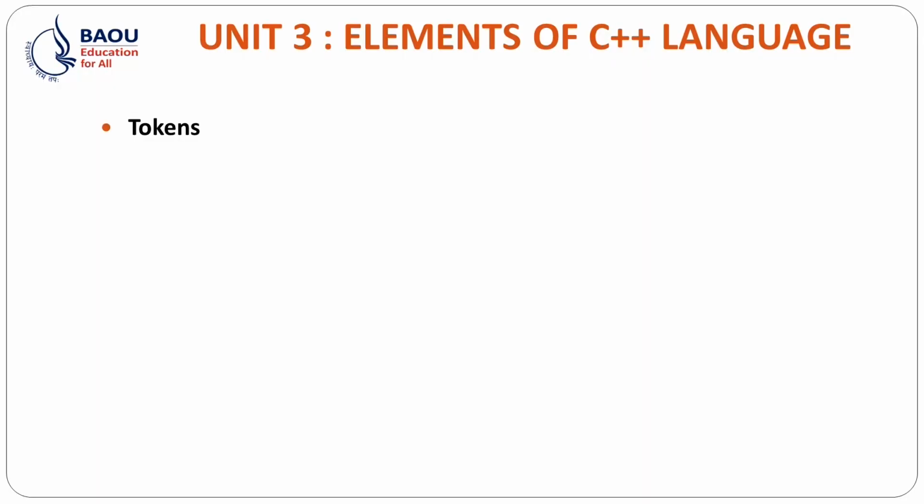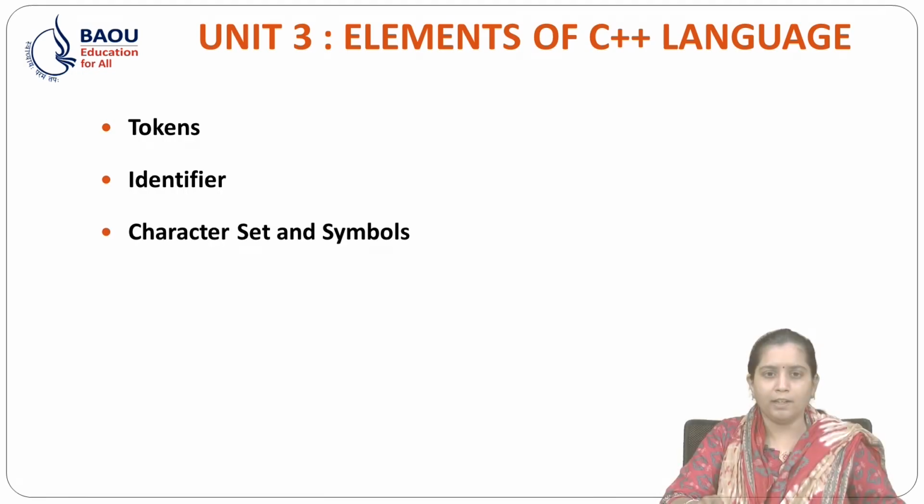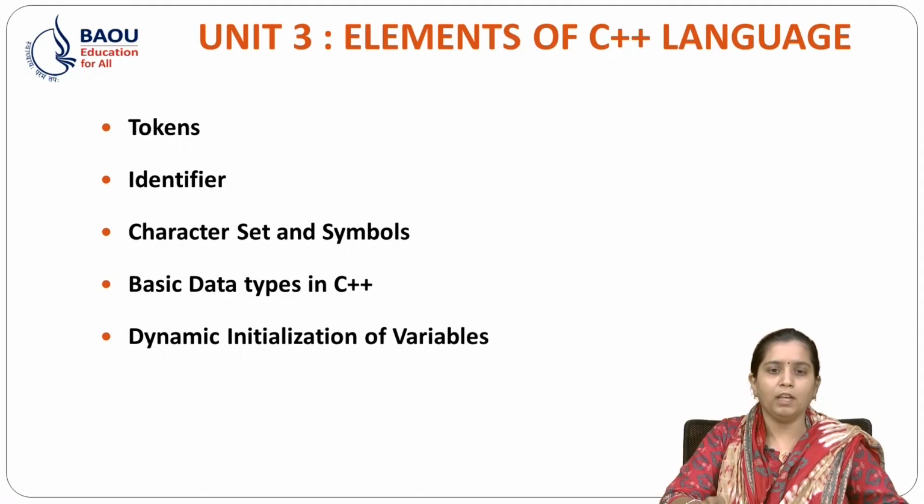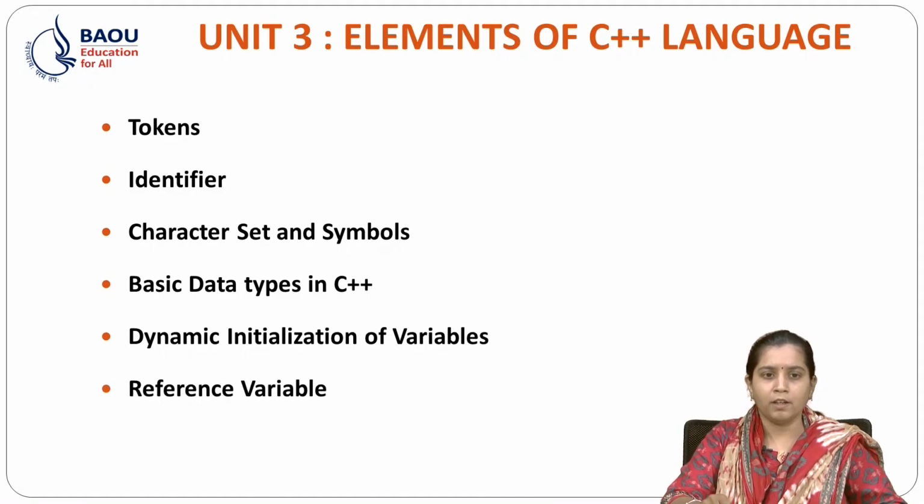We have also learned about the encapsulation and virtual keyword and got the basic idea of operator overloading and function overloading in C++. In today's lecture, we will study about the elements in C++. In elements of C++ language, we have tokens, identifier, character set and symbols, basic data types in C++, dynamic initialization of variables, reference variable, and streams in C++.